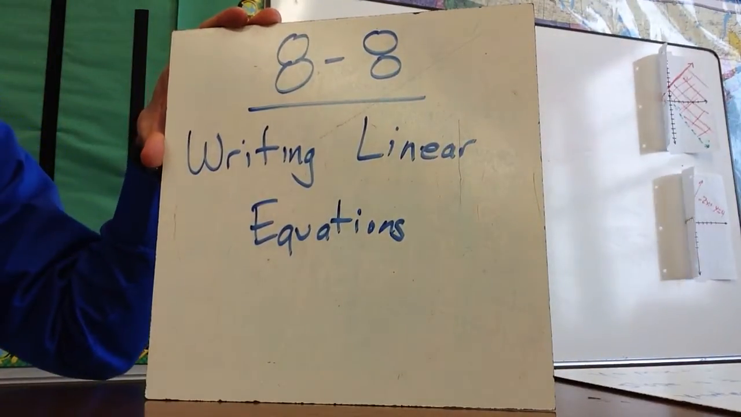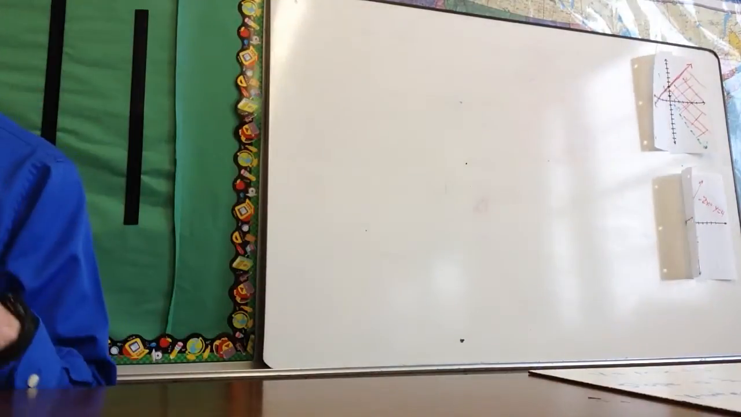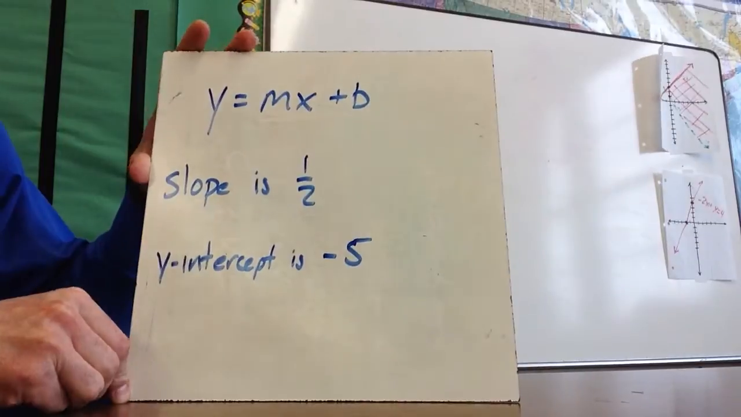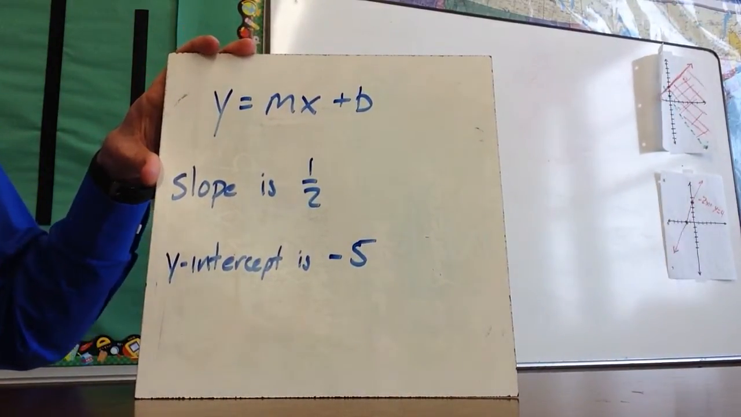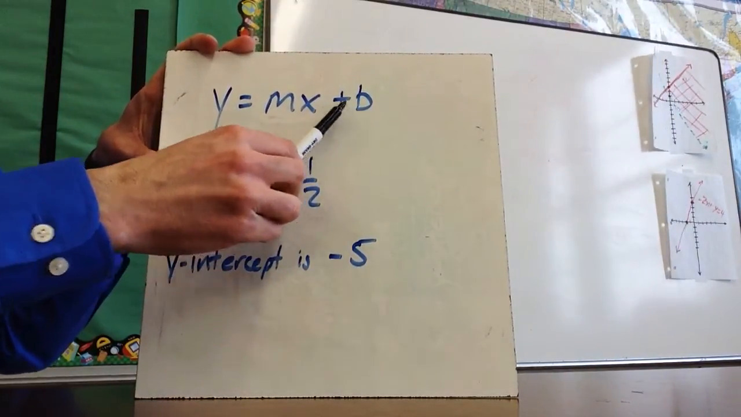This video will discuss Chapter 8.8, Writing Linear Equations. In this chapter, we're going to introduce a new form of an equation called point-slope. But before we do, let's make sure we understand slope-intercept. So remember, slope-intercept is y equals mx plus b, where m is the slope and b is the y-intercept.